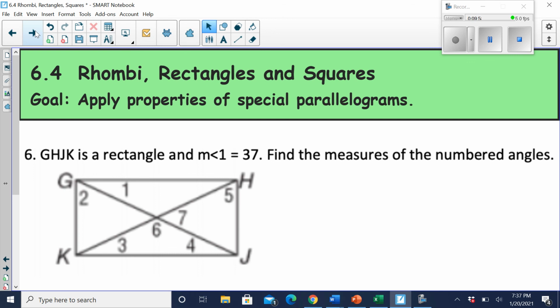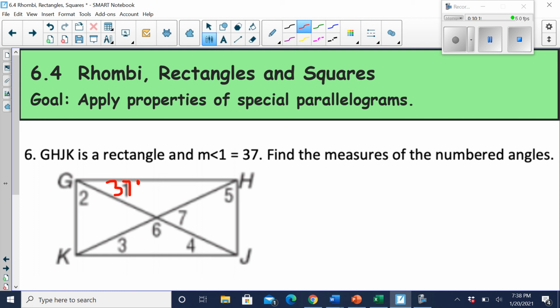Letter G, or number 6, says GHJK is a rectangle, and the measure of angle 1 is 37. Find the measure of each other numbered angle. Okay, so we're going to fill that in on our diagram. We're going to fill in angle 1 right here as 37 degrees. Now, we can actually get to all the rest of the angles.